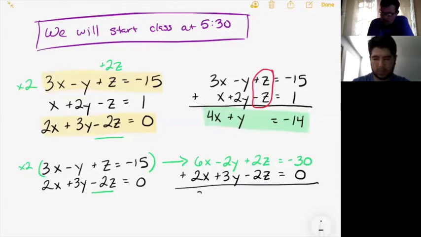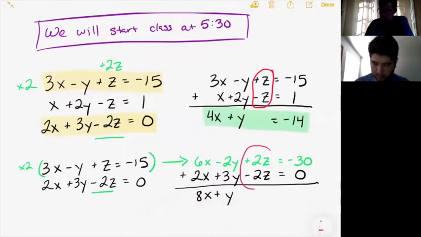And I'll be left with 8x plus negative 2 plus 3 is 1, so plus 1y. The z's are going to completely cancel. That was the whole idea, was to get the z's to cancel. And it will equal negative 30.